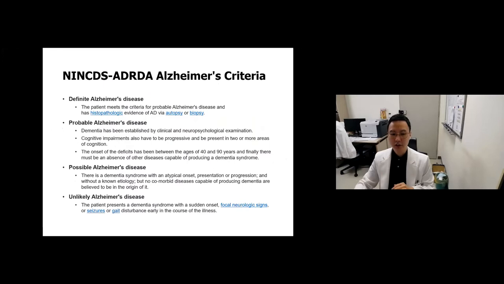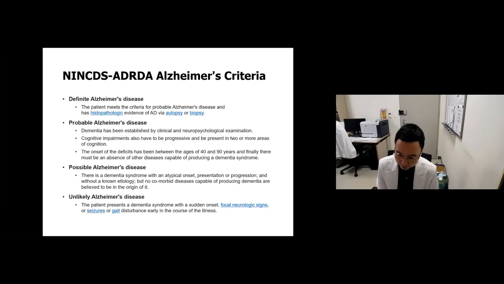Currently, there is a paradigm shift in the disease classification system. Before showing the newly proposed paradigm of the diagnosis, I would like to introduce what was in the past. In the past, the National Institute of Neurological and Communicative Disorders and Stroke and the Alzheimer's Disease and Related Disorders Association, NINCDS-ADRDA, proposed criteria in 1984, which is like 30 years ago.